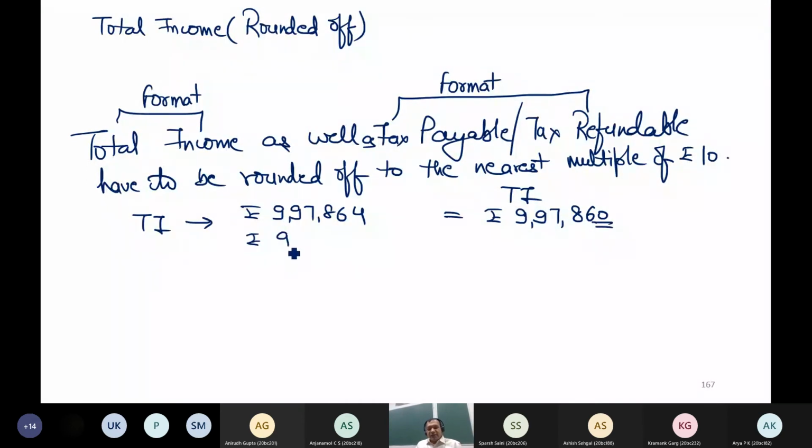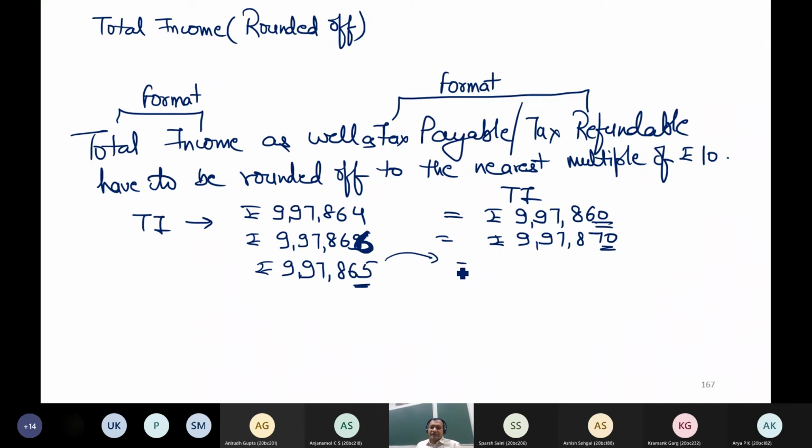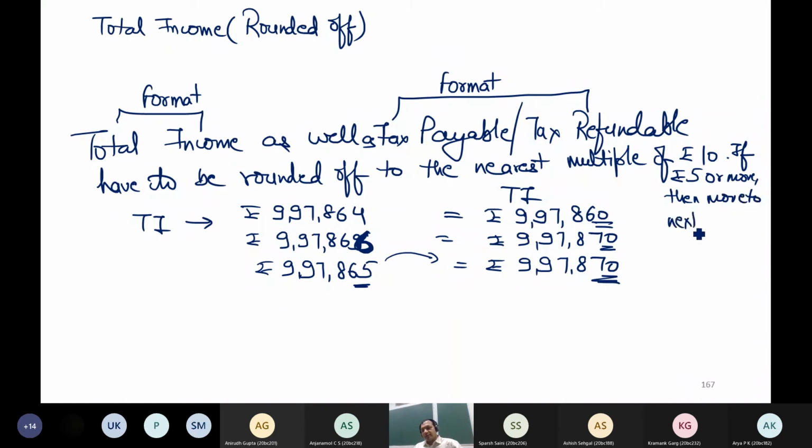If total income is 9,97,866, what will I write? 9,97,870. If it is 9,97,865 exact, then you move on to the next multiple of 10: 9,97,870. So if it is rupees 5 or more, then move to the next multiple of 10.